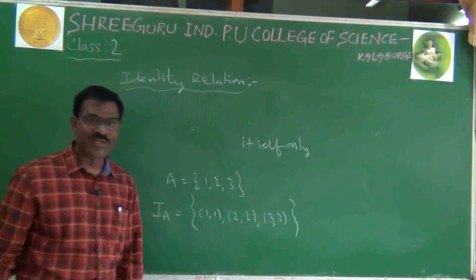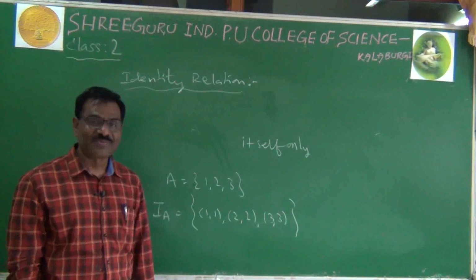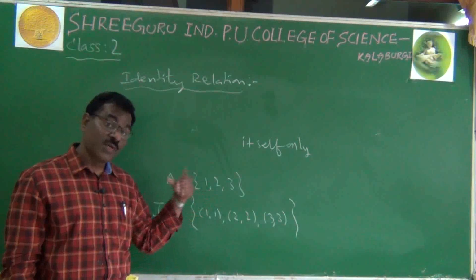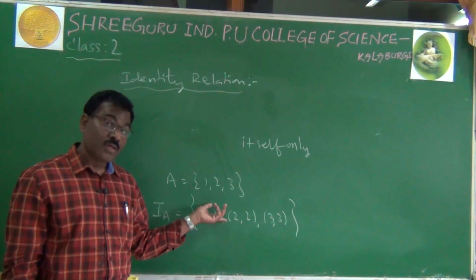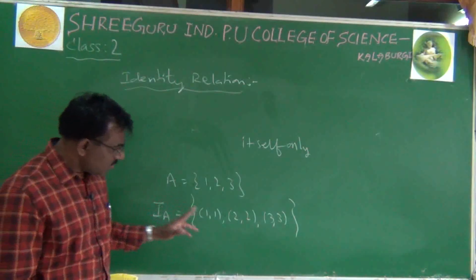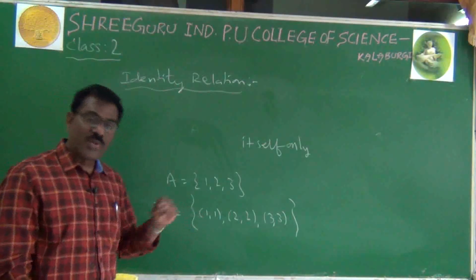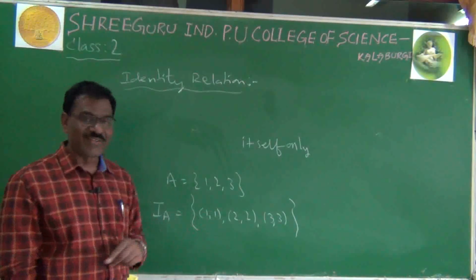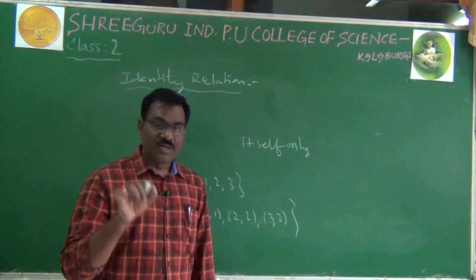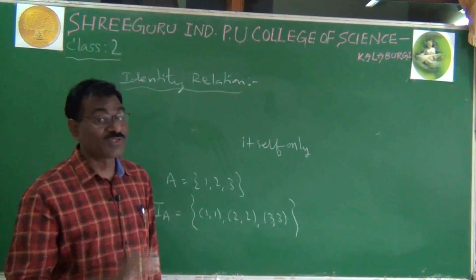So this is called the identity relation. Every element of set A is related to itself only. My question: is it an identity relation or not? Yes. Is it reflexive or not? Yes, this is also reflexive. You remember, every identity relation is reflexive, but a reflexive relation is not always an identity.